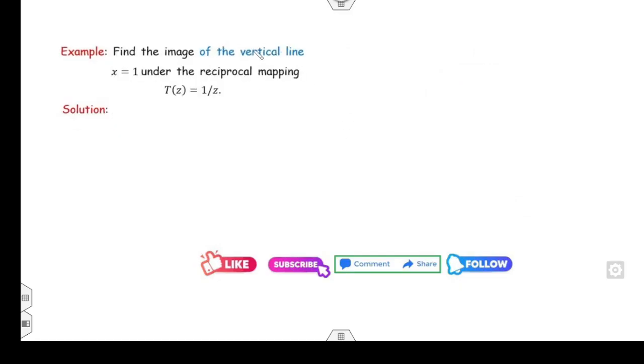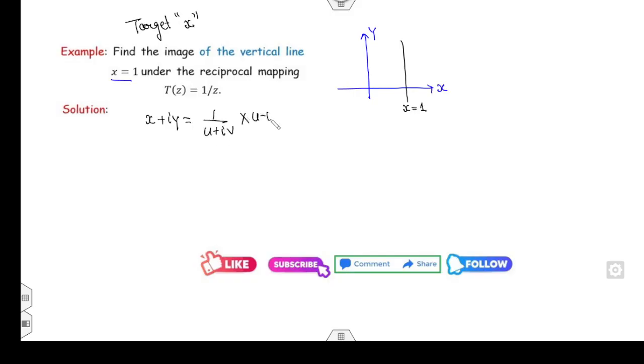Okay, look at this another one. Find the image of the vertical strip. This is my x, this is my y. x is equal to 1. So your target is to find the value of x. Again, in a similar way, I can start with u plus iota v. I can multiply by u minus iota v. If you equate the real component, x will be u over u square plus v square, and y will be minus v over u square plus v square.